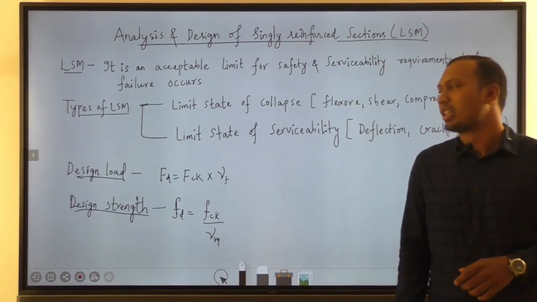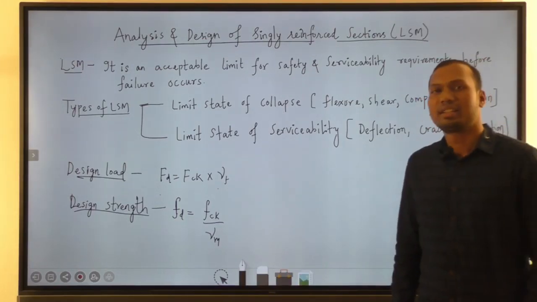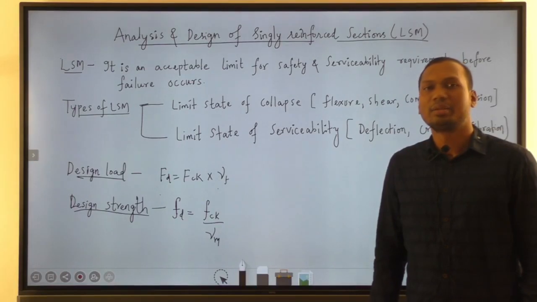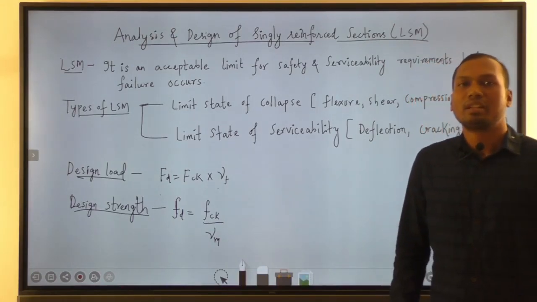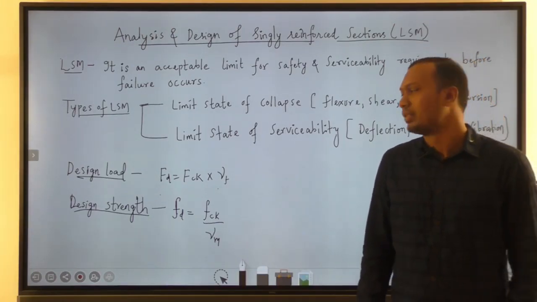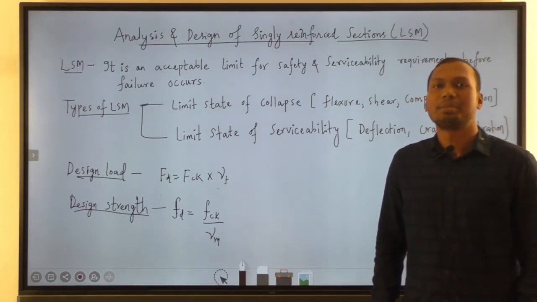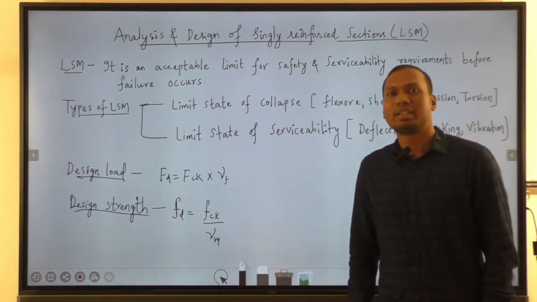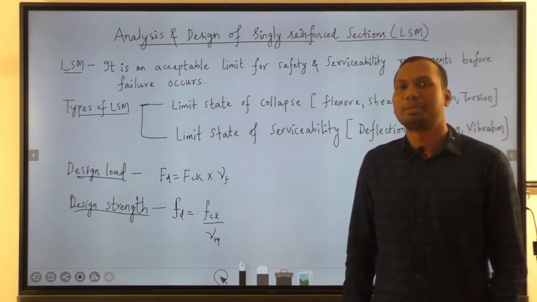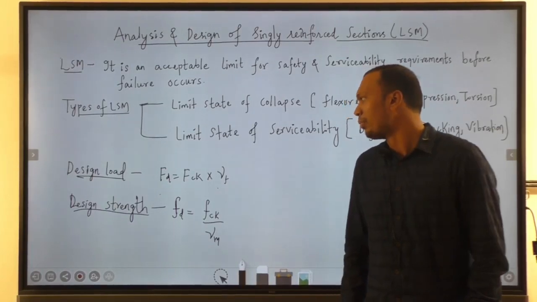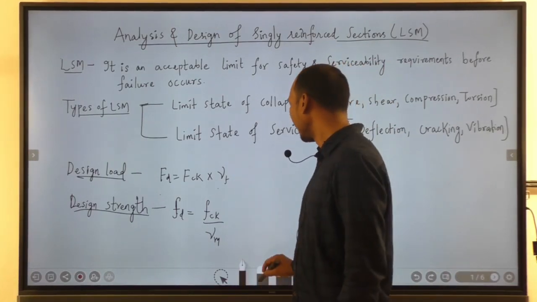Then design load. What is design load? Fd is equal to Fck into gamma f, where Fck is the characteristic load. As you might be knowing, characteristic load is the load which has got 95% probability of not being exceeded during its design life. And design strength Fd is equal to Fck by partial safety factor for materials, where Fck is the characteristic strength, that is the strength below which not more than 5% of test results are expected to fall.